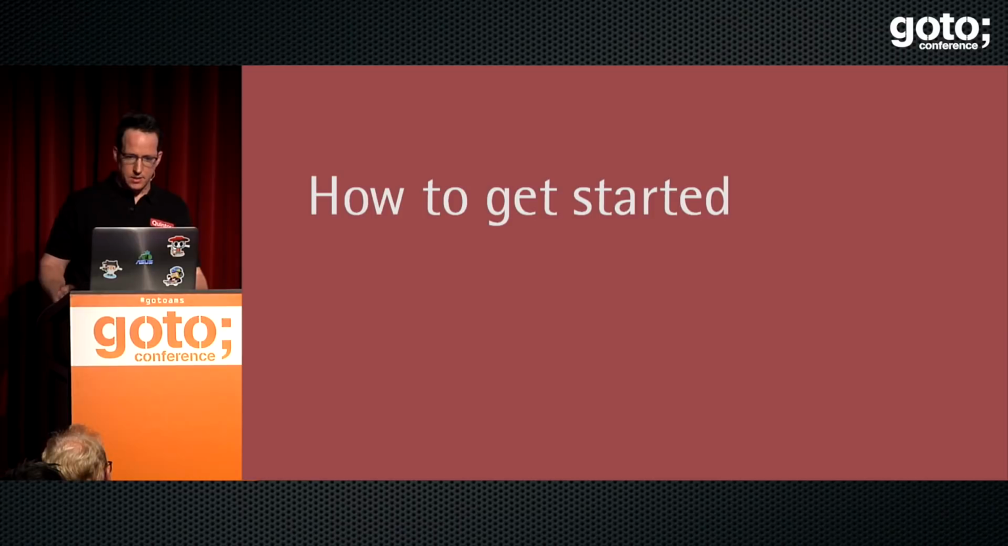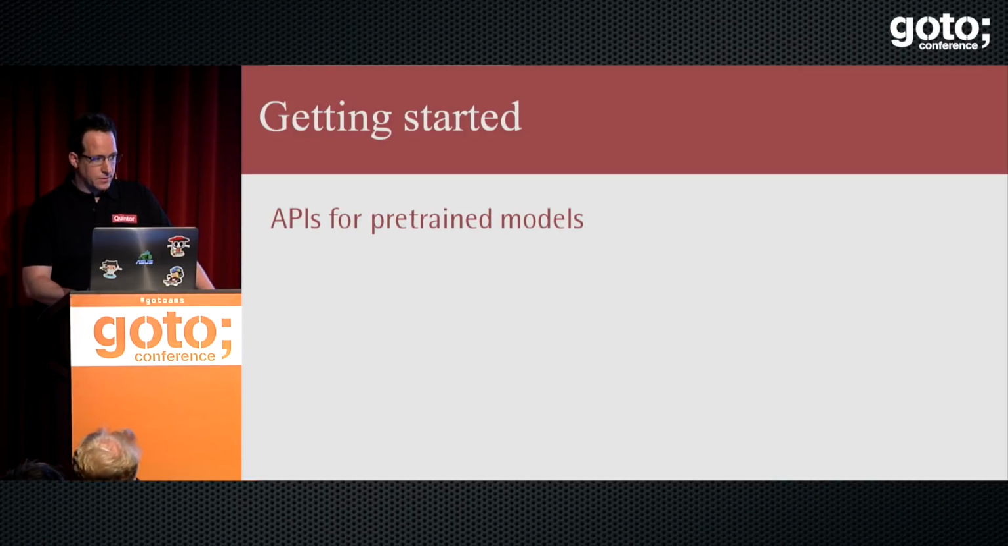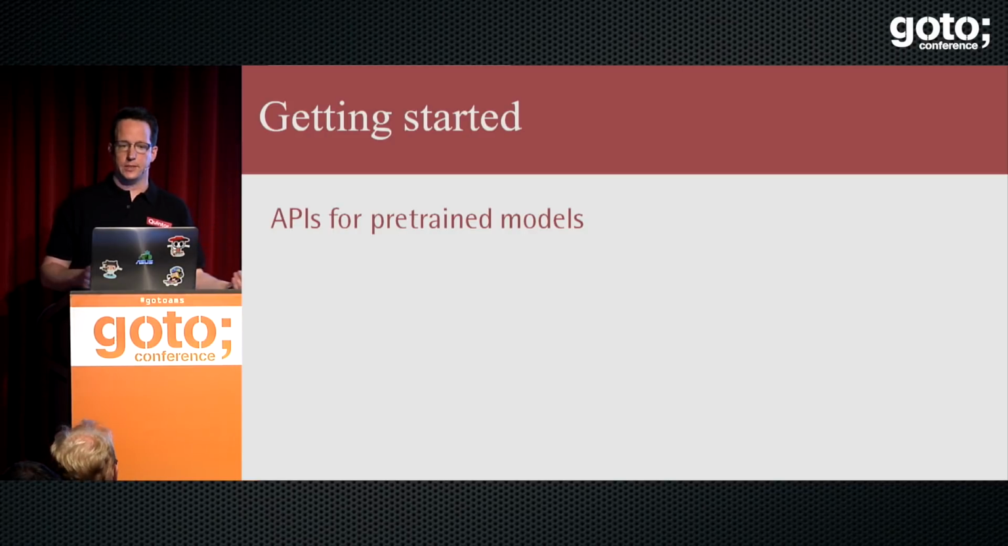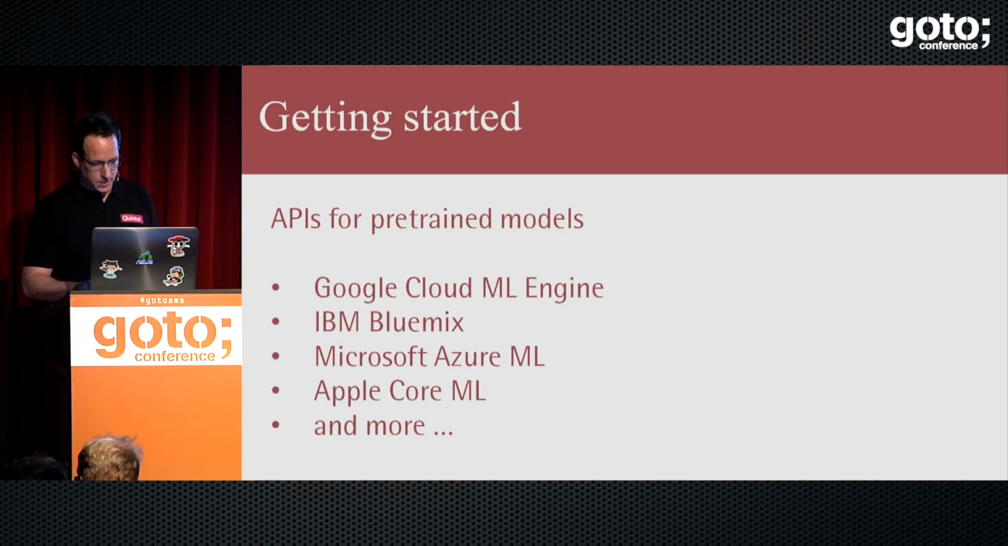So how would you get started? I'm going to be very short with you, but there's basically two ways to get started. Either you just use the pre-trained models, like the Vision API I just showed, just use it in your application, and don't reinvent the wheel, for the simple fact that there are people out there that did it before you, and you probably are not going to do it much better. As I mentioned before, there's Google Cloud ML, IBM Bluemix, Microsoft Azure, etc.